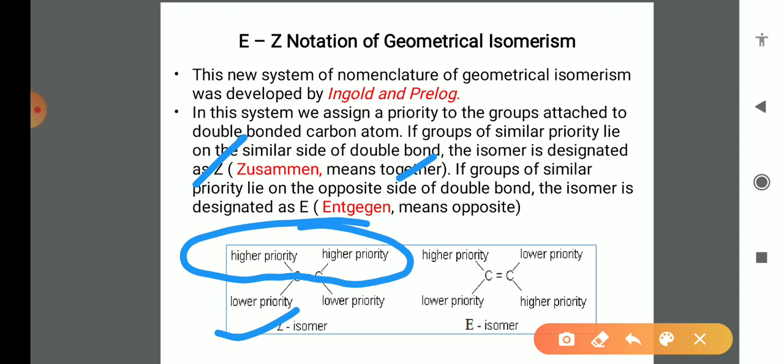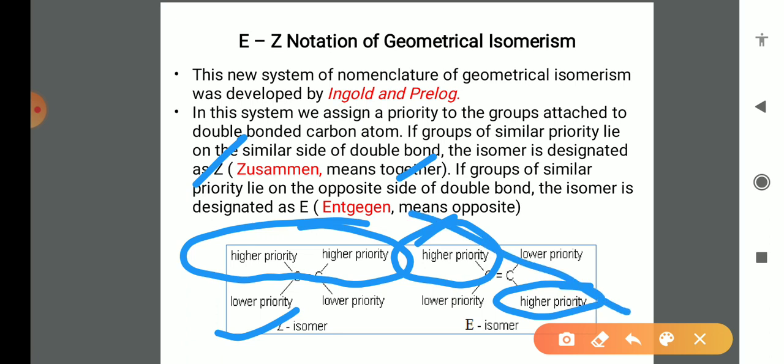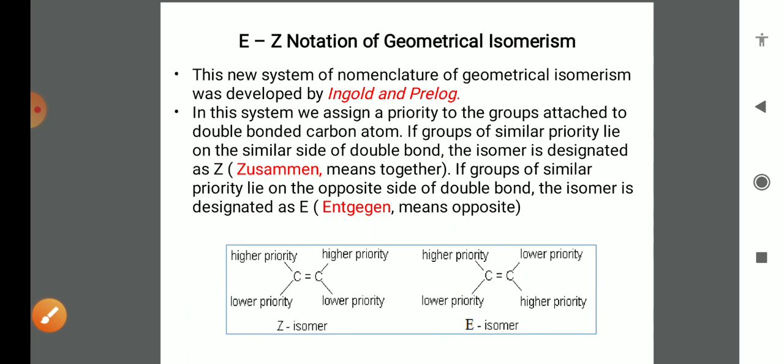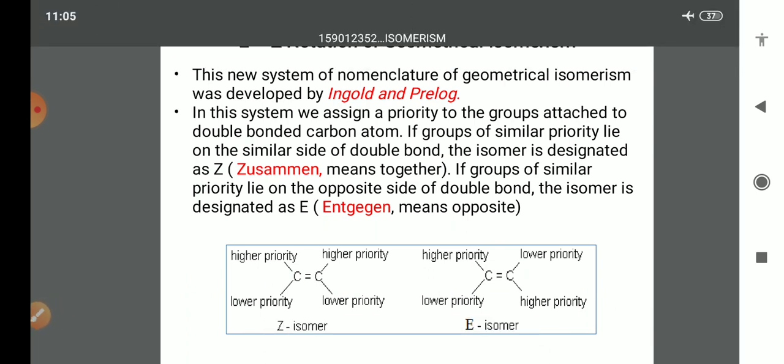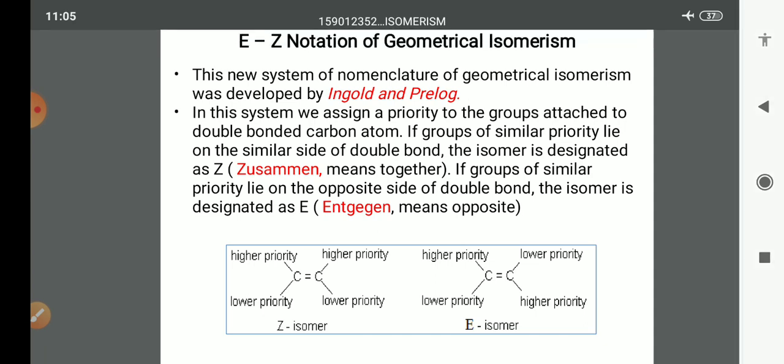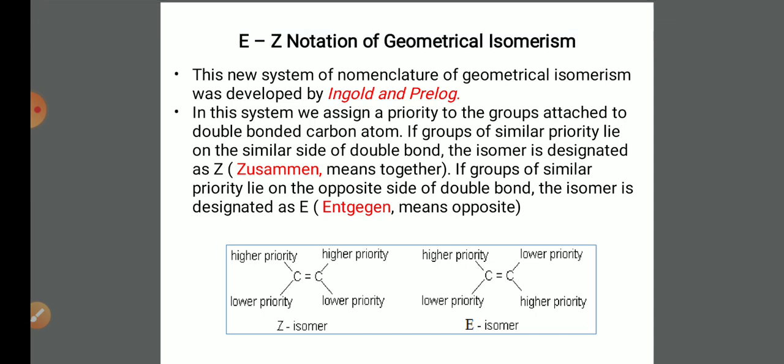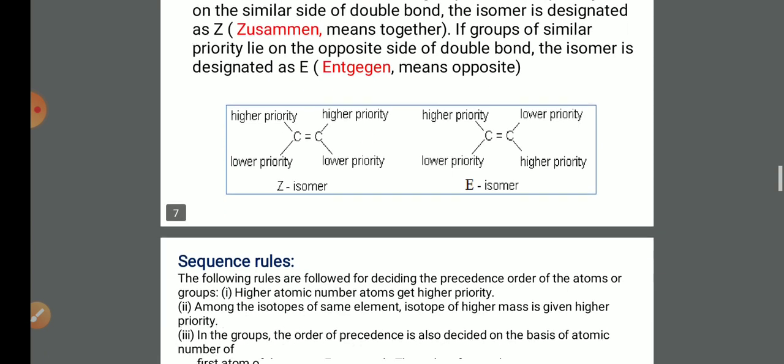Now E means the higher priority groups, this one and this one, are in the opposite direction, so it is called the E isomer. So simply, the higher priority groups on the same side is known as the Z isomer, and the higher priority groups on the opposite side is called the E isomer.